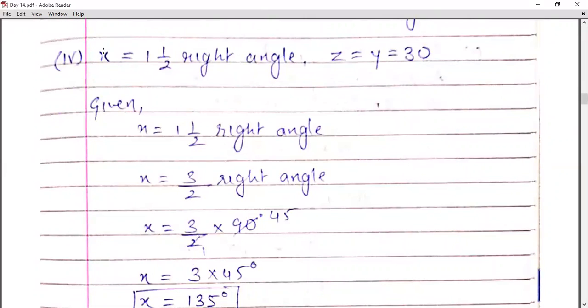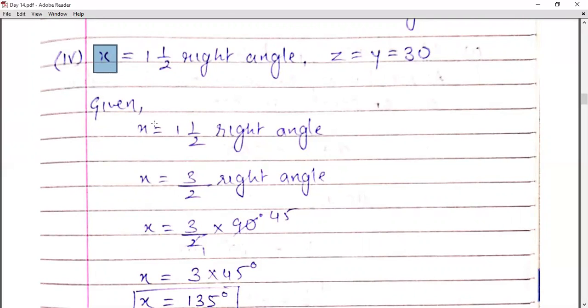Fourth part, X is equal to 1.5 of right angle, Z and Y is equal to 30 degrees. Kindly correct this. This is a misprint in your book. Instead of X, it is given as Z in your book. So correct it as X.